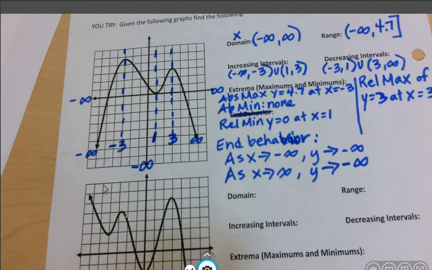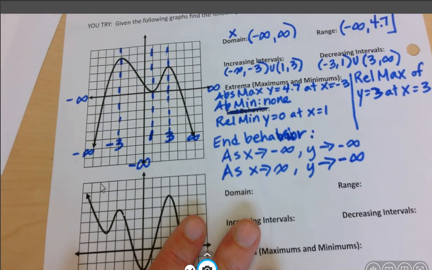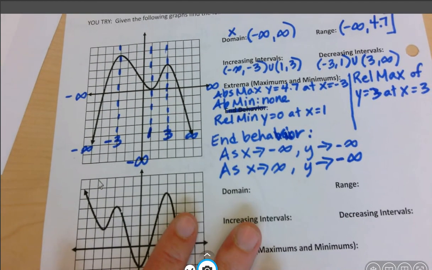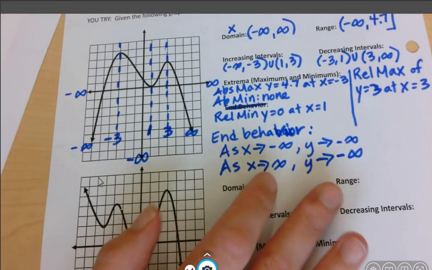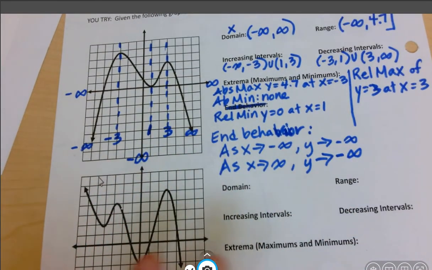So I'm going to ask you to take a minute to start this one because I have time to walk around and help you. And then when we get back from lunch, we'll finish it. You can start anywhere. If you don't like domain and range, you don't have to start there. You can start on increasing and decreasing, wherever you want to start.